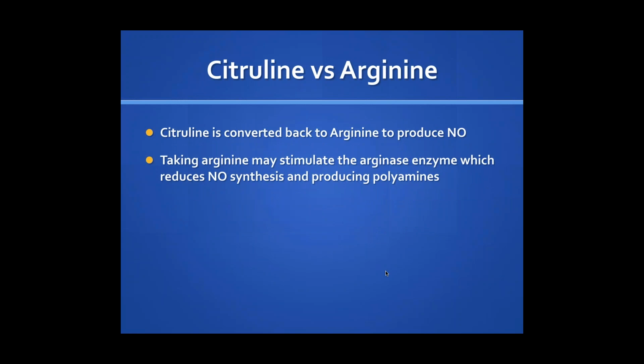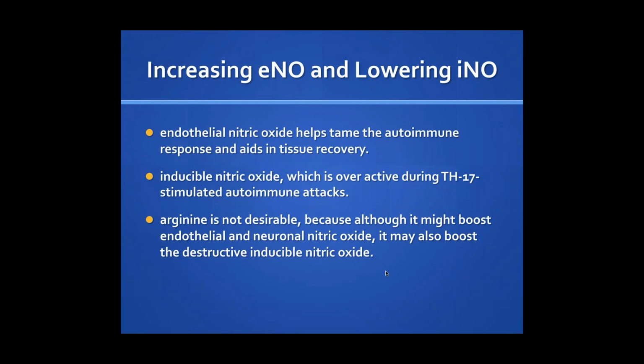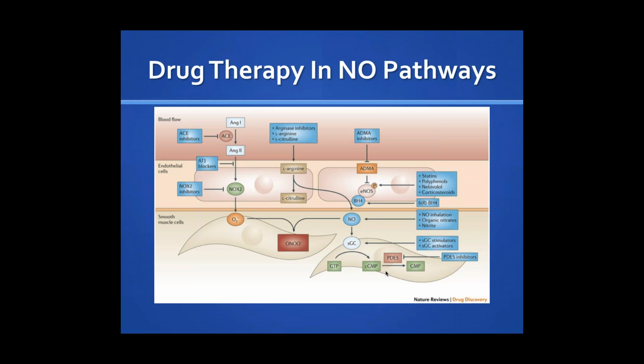We already looked at the citrulline versus arginine pathway. Once more, if you've got a nitric oxide synthase variant, arginine may not be the best thing for you to take, but if you don't, then arginine can produce nitric oxide. Let's go on forward here.